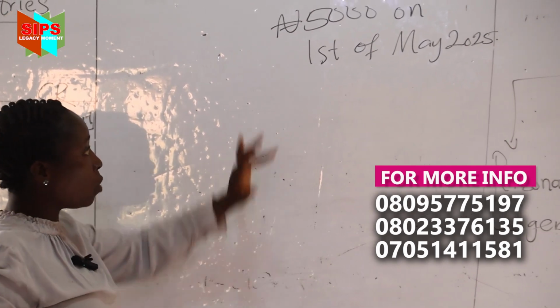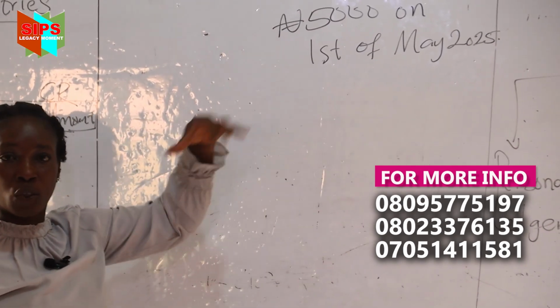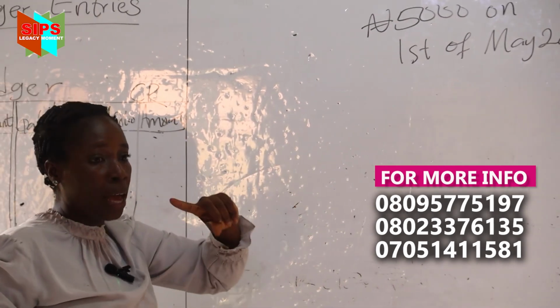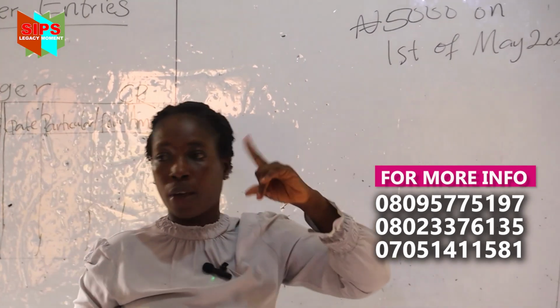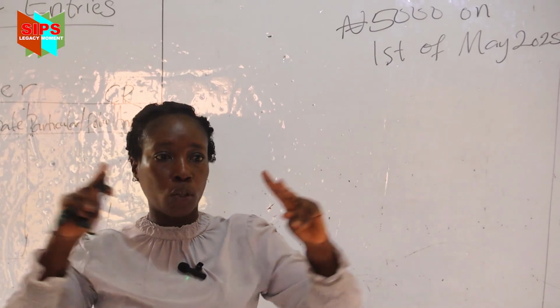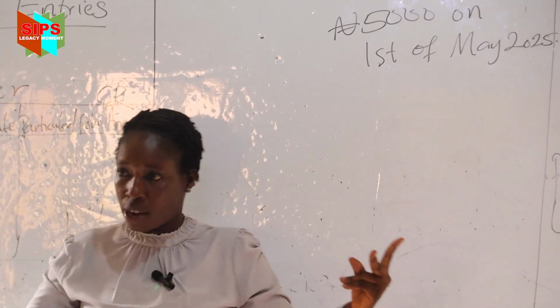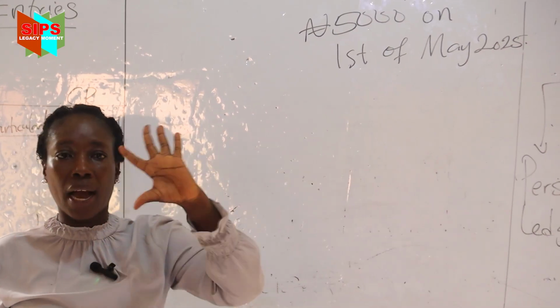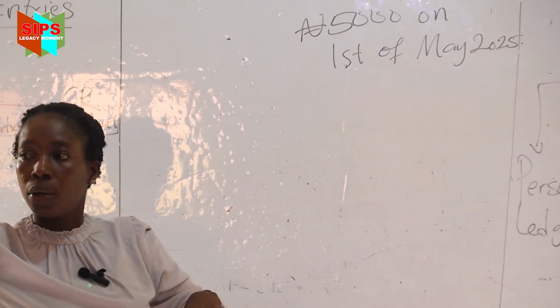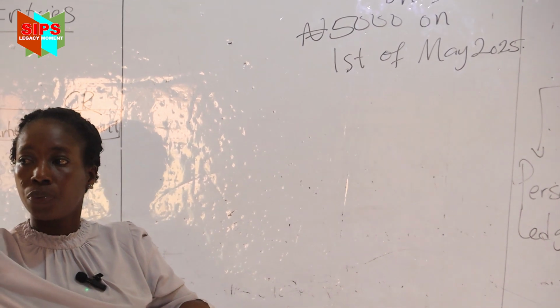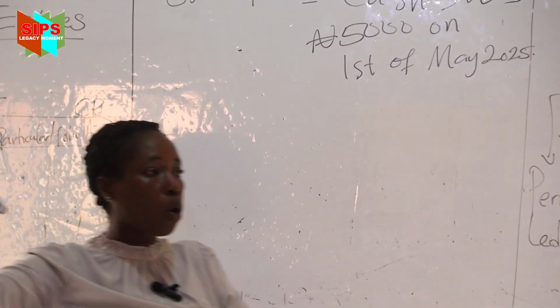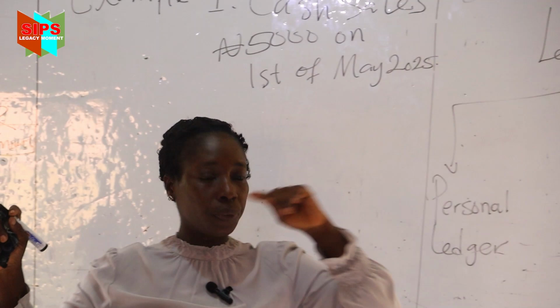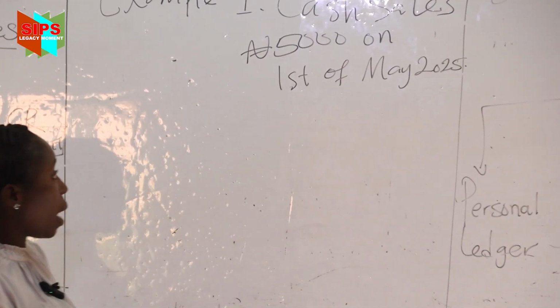So say for instance, you are asked to post this into the ledger. Now, we said that in every ledger entry, you're doing what? Double entry. So, for this instance, we are going to open 2 accounts. What are the accounts we are opening? Debits and credits.